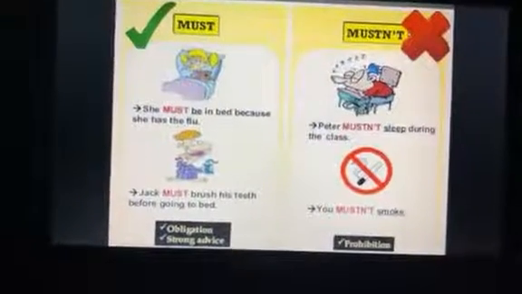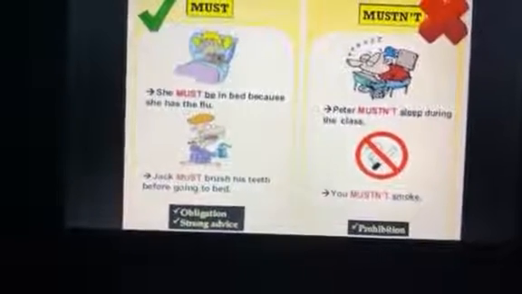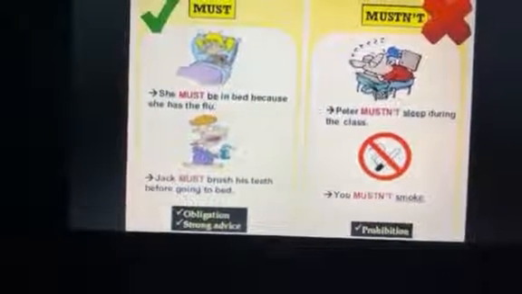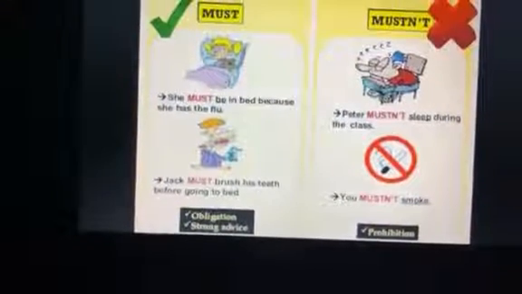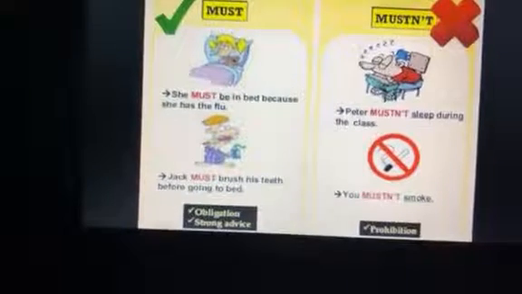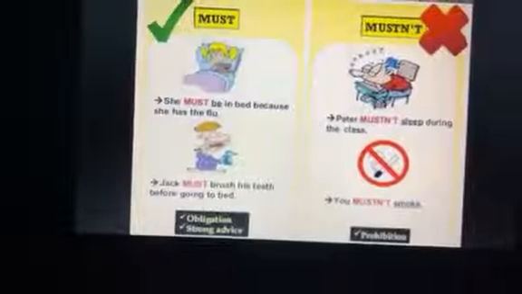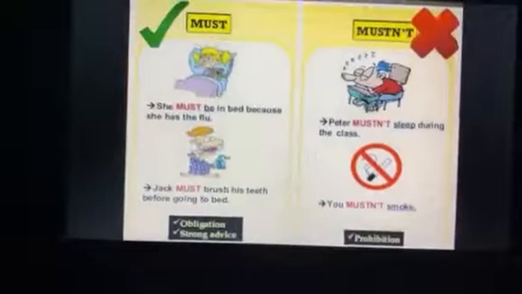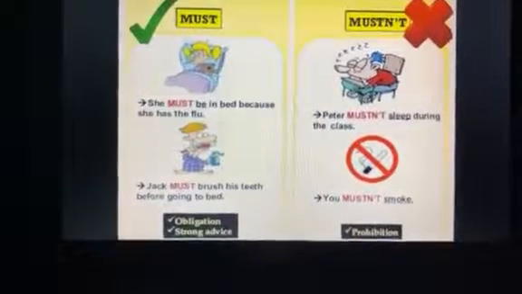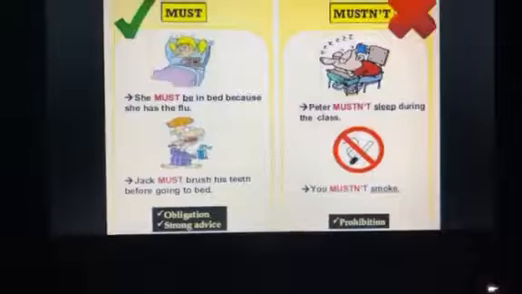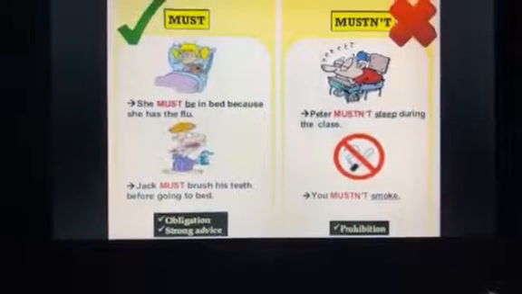She must be in bed because she has the flu. Jack must brush his teeth before going to bed. The first sentence is obligation, while the second one is a strong advice. Let's see the other examples. Peter mustn't sleep during the class. You mustn't smoke. These two are prohibition.